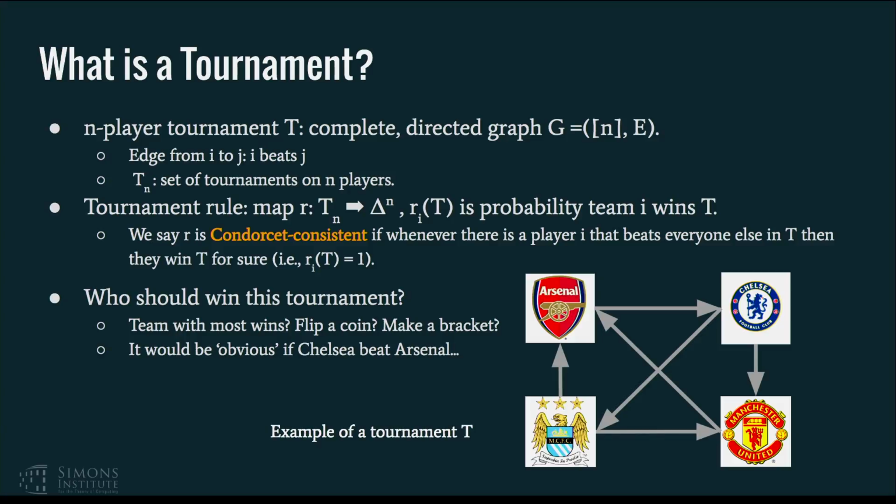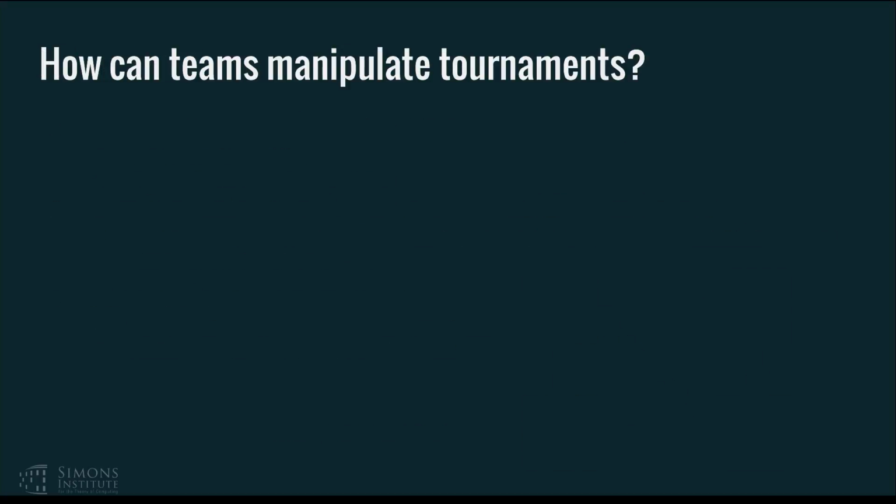However, it would be very obvious who should win if Chelsea beat Arsenal instead, because then Chelsea would win all their games and they would be the Condorcet winner. We could all agree that they should win the tournament. So this is our model of a tournament. So how can teams manipulate tournaments? That's the real point of the question.